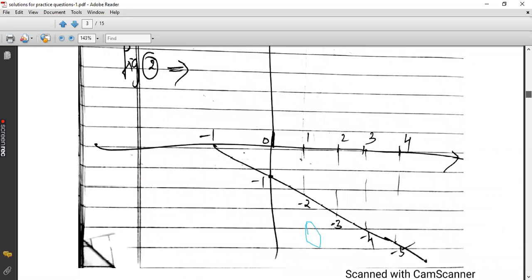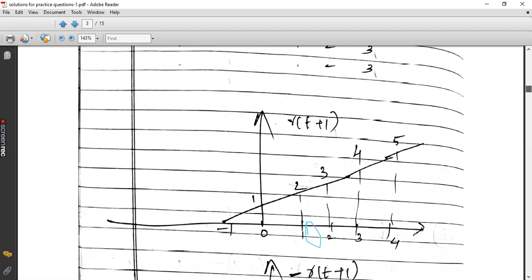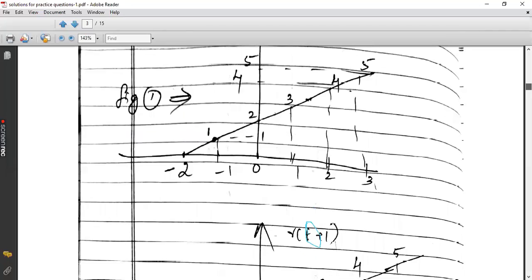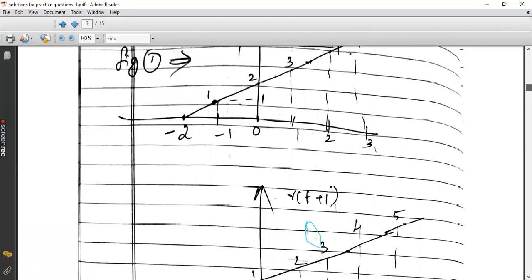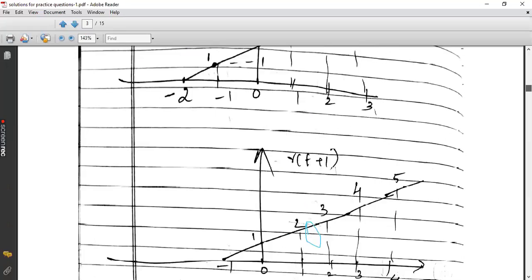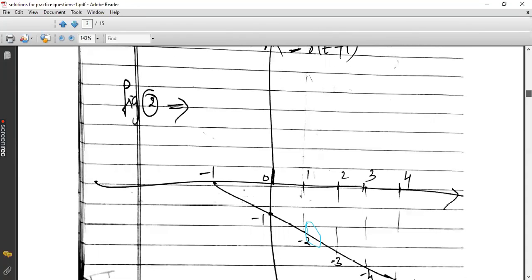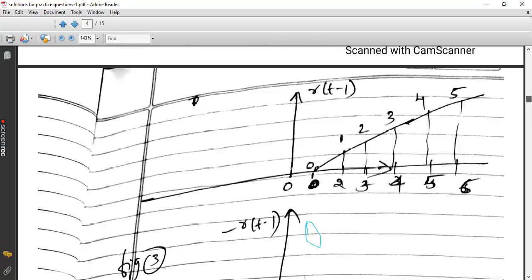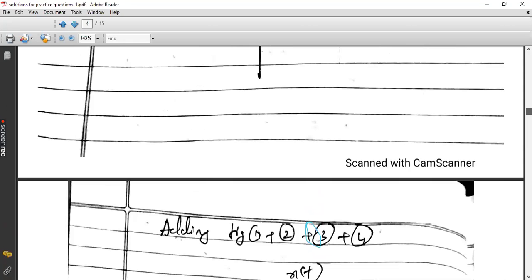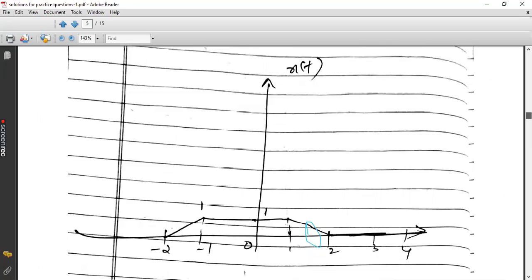Isn't it? So these two will cancel each other. So it will become a constant, and the constant value is nothing but 2. Here it is positive 2, and here it is negative 1. So 2 minus 1, whereas in figure 3 and figure 4, you don't have any signals at all. So 2 minus 1 will become 1 itself.